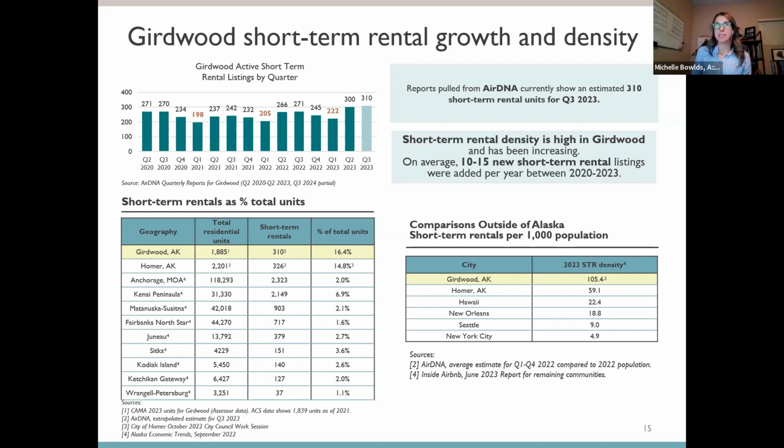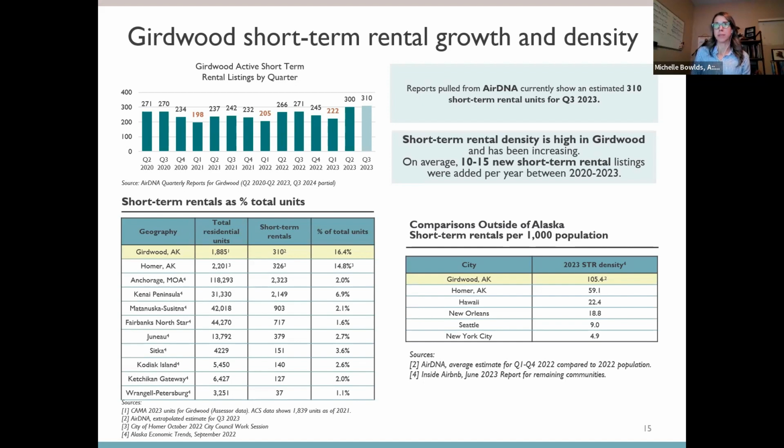Compared to some other parts of the state, though, it's pretty high. So the Kenai Peninsula, for example, only 7% of the total units are being used for short-term rentals, and that's even lower in places like Southeast Alaska, like in Juneau, where just under 3% of the total housing units are being used for short-term rentals.